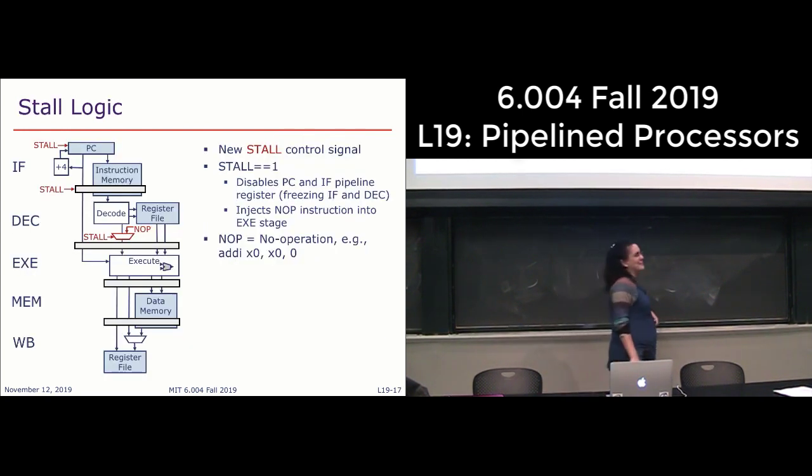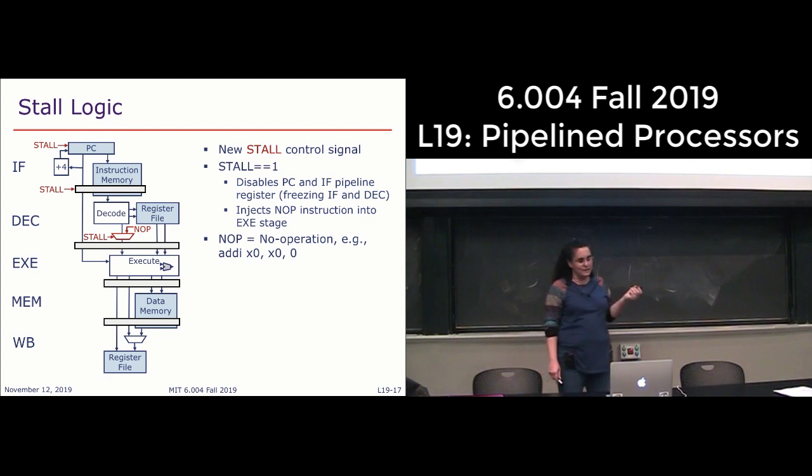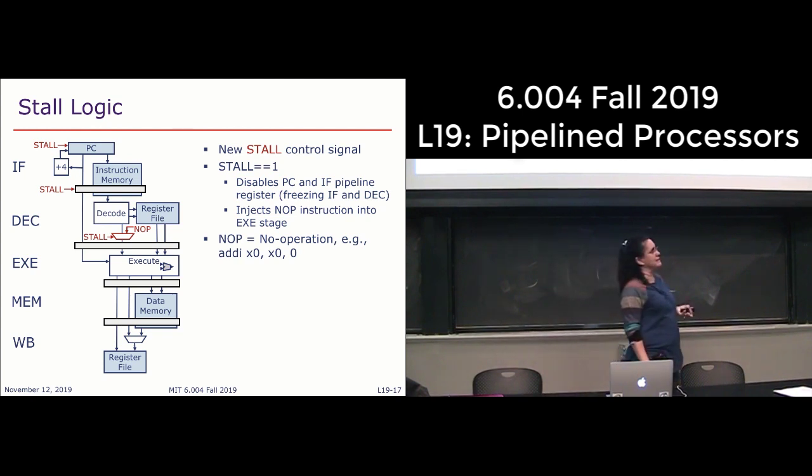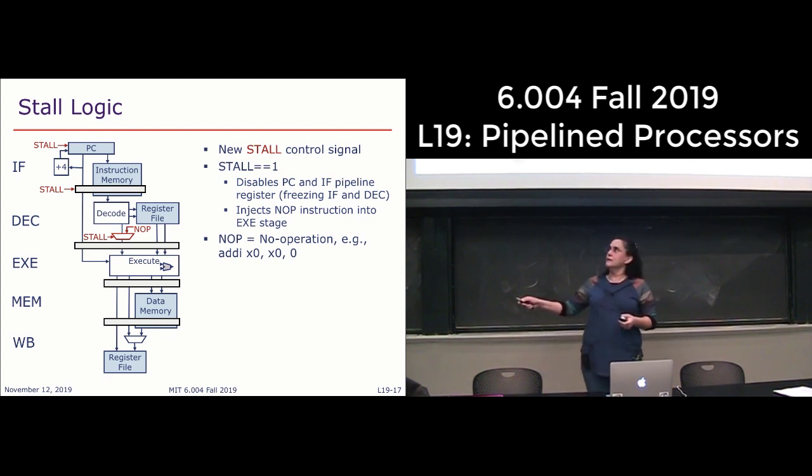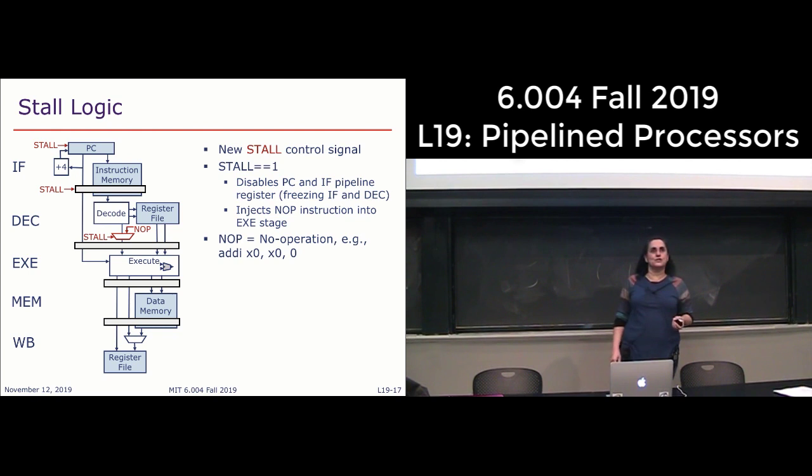Oh, actually, sorry, before we get to the alternate solution, let's see what we have to add to our hardware in order to actually support the stall logic. And so it's really fairly simple. Basically, we're going to have a new stall control signal, which is set to 1 whenever there is an instruction in the decode stage that wants to read a register that some instruction that's further down in the pipeline is going to write to. Okay? So if that situation arises, you set stall to 1.